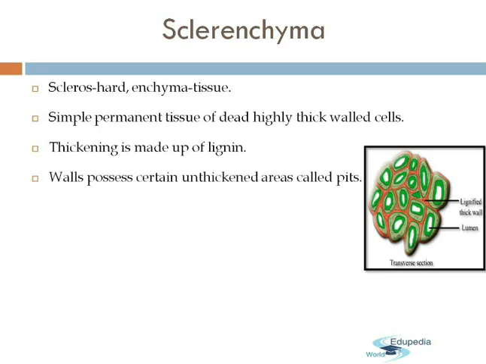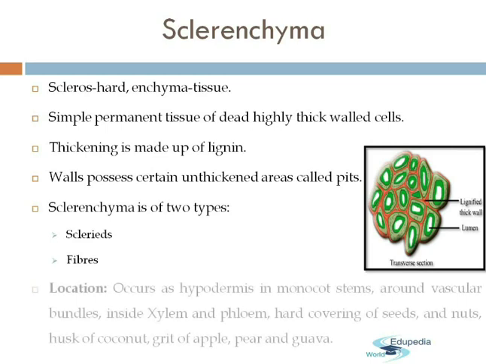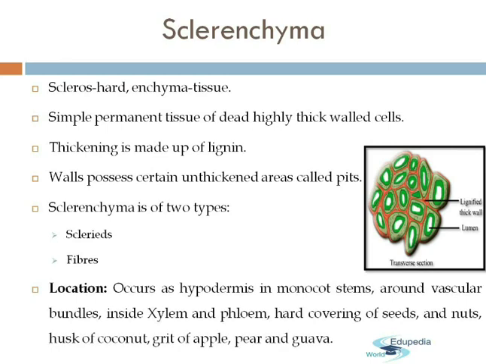Again, the thickening of collenchyma was made up of pectocellulose. The thickening of sclerenchyma is made up of lignin. The walls possess certain unthickened areas, and these unthickened areas are known as pits. These sclerenchyma tissues can be of two types, the sclereids and the fibers. They both vary depending upon the shape.